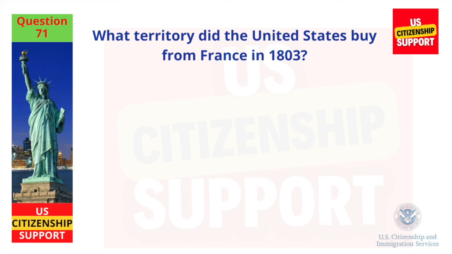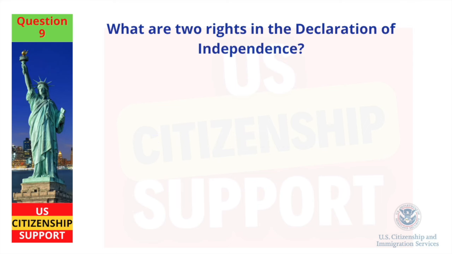What territory did the United States buy from France in 1803? The Louisiana Territory. What are two rights in the Declaration of Independence? Life, liberty.